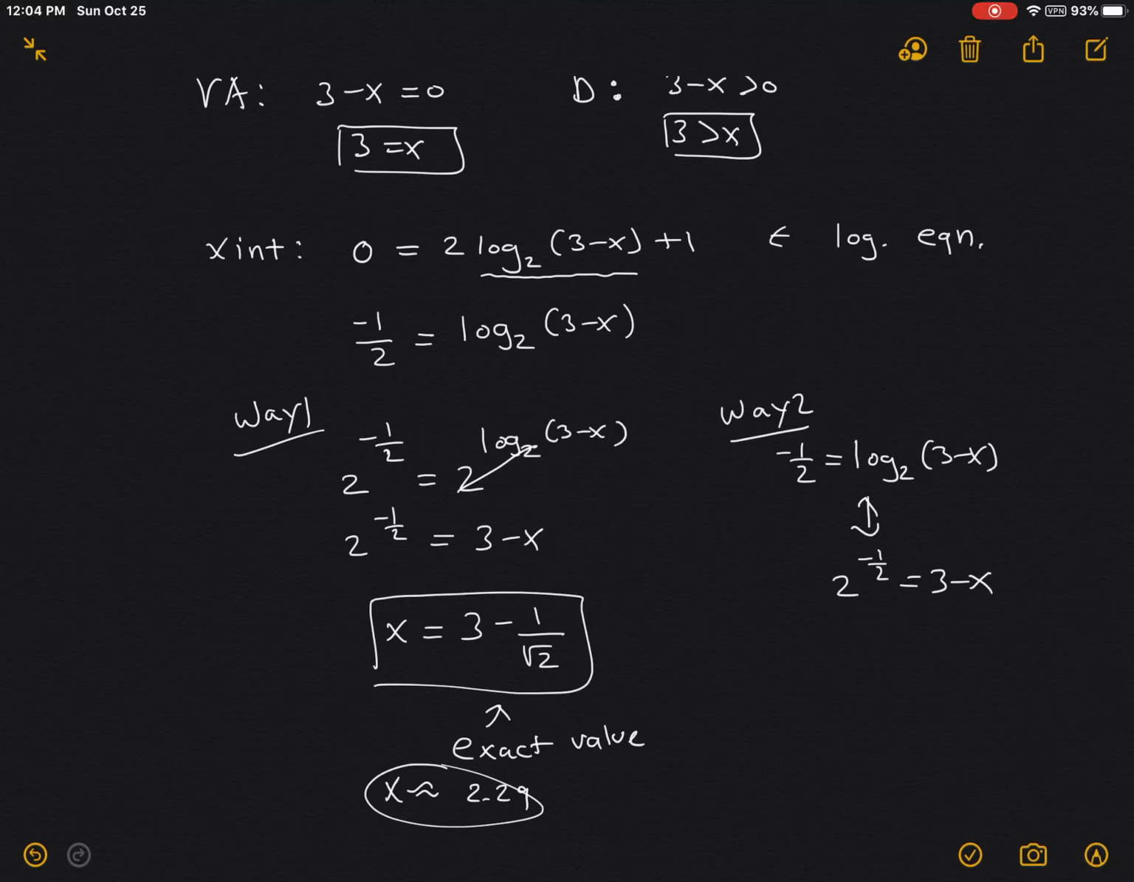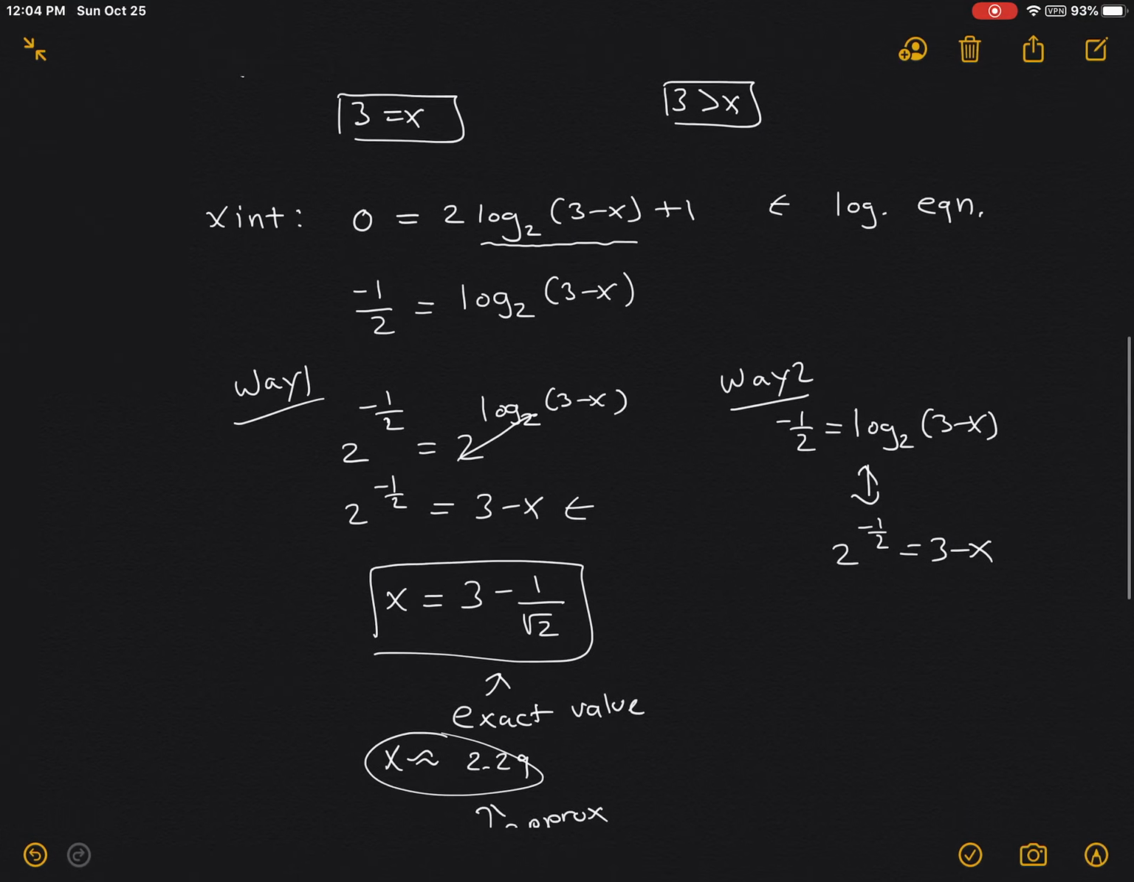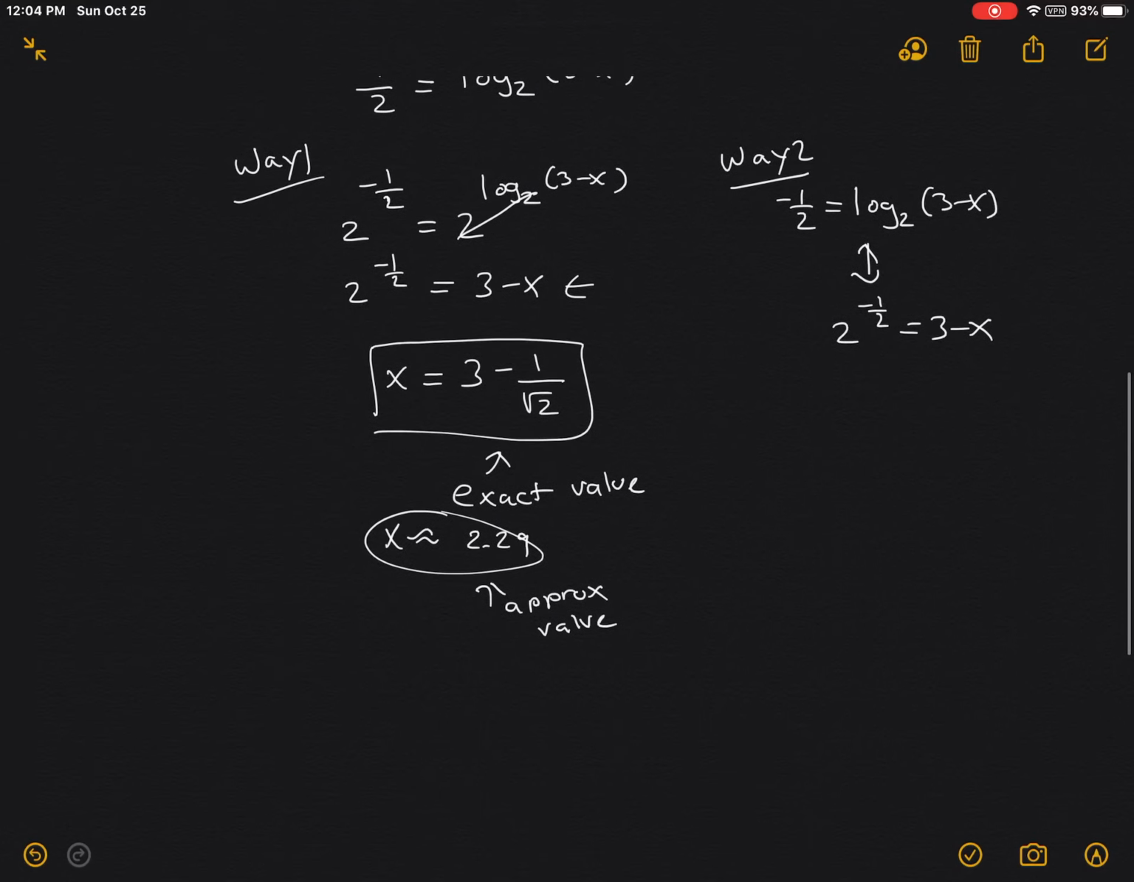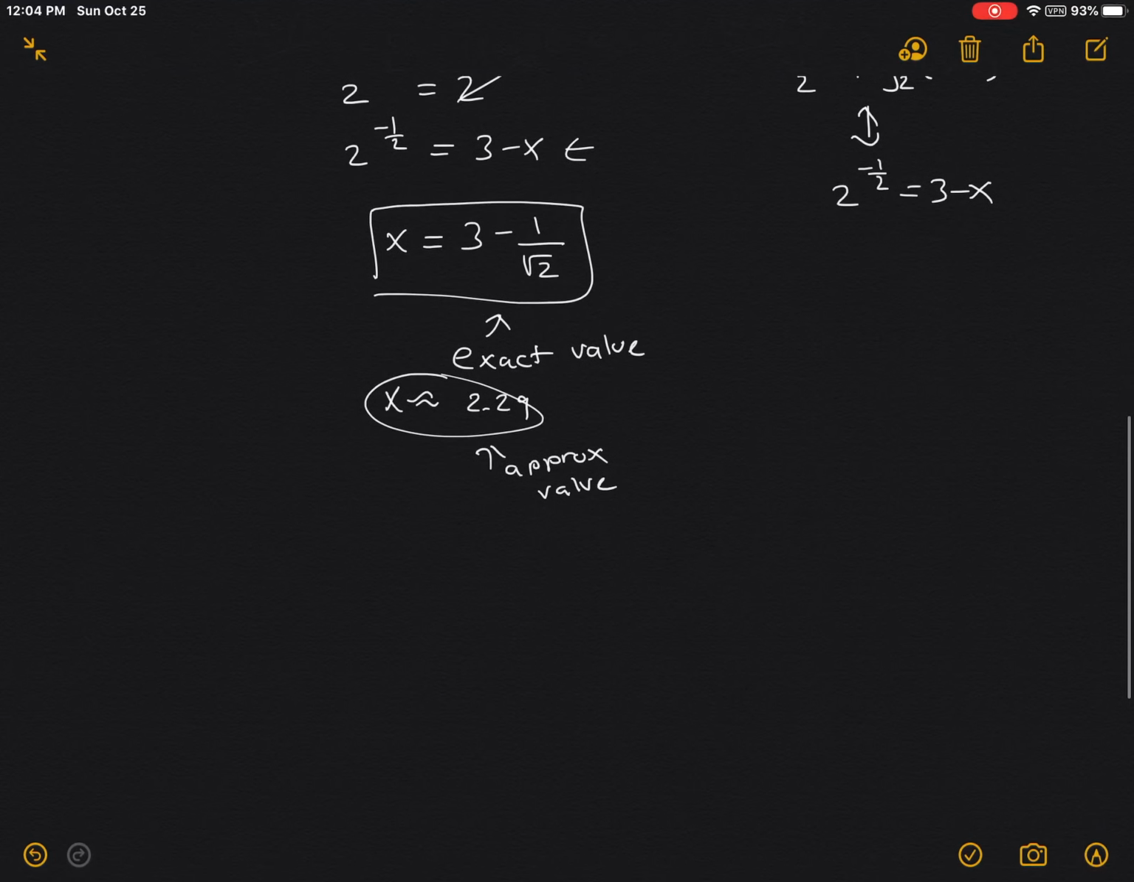But traditionally, most textbooks have the inverse property applied to get to this line. But if you just went from here to here directly, that's fine as well. You'll get the exact same answer. So it's really not two ways. One way is you're using the inverse property. Another way is you're going from log form to exponential form. Either way is fine.